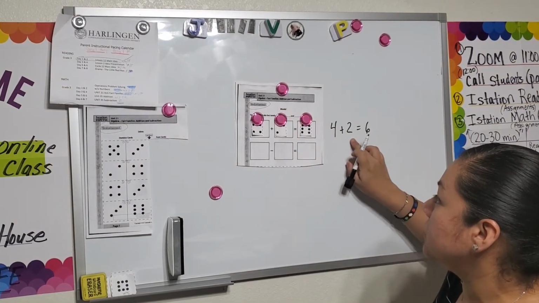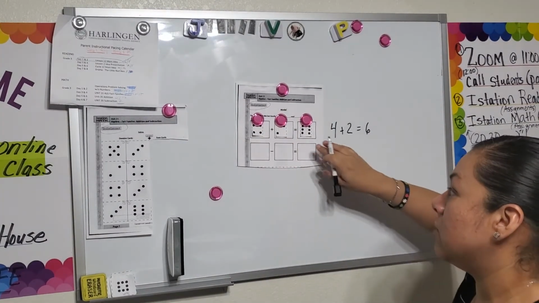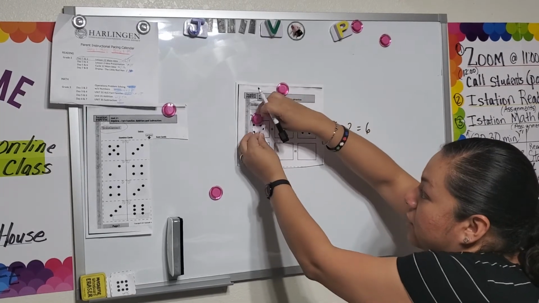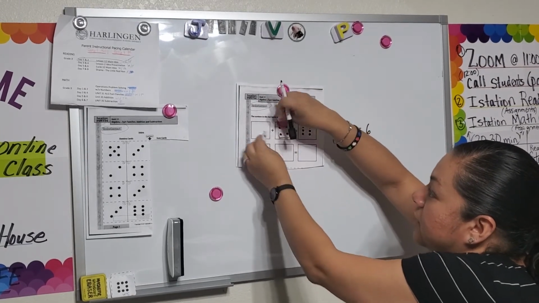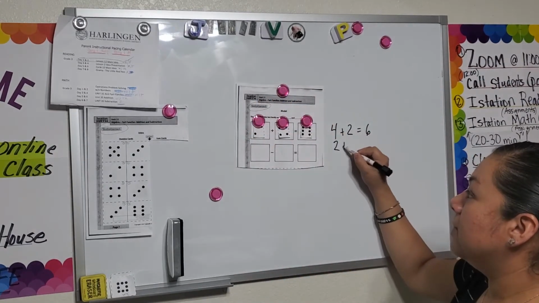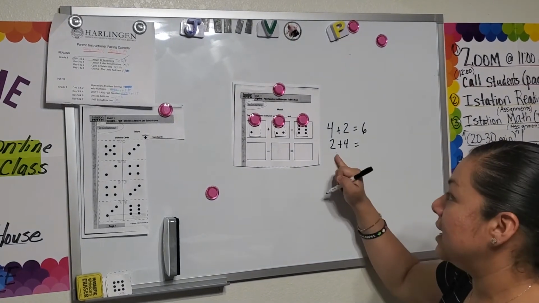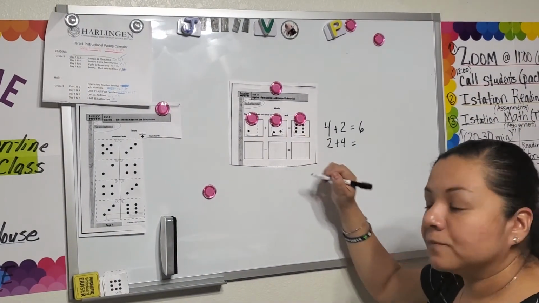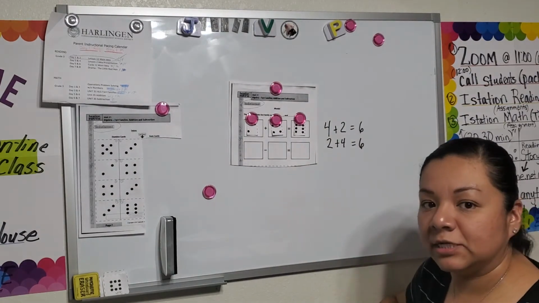Let's see. So now I'm going to take the same ones, and now I'm going to actually switch them over. So now I'm going to put 2 plus 4. What do I get? Is my sum going to stay the same? Yeah, it should stay the same with your addition, okay?